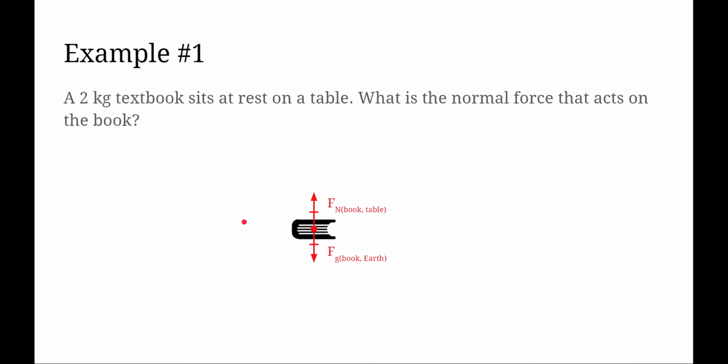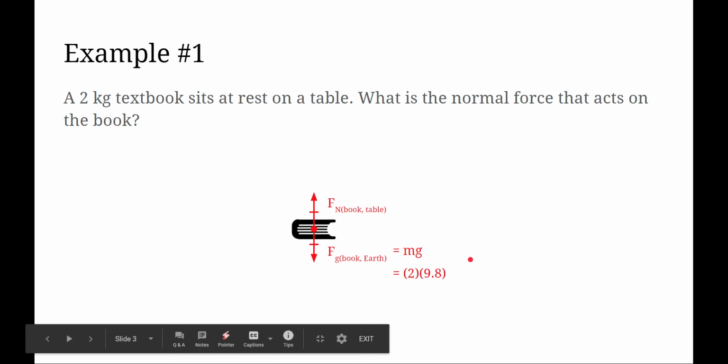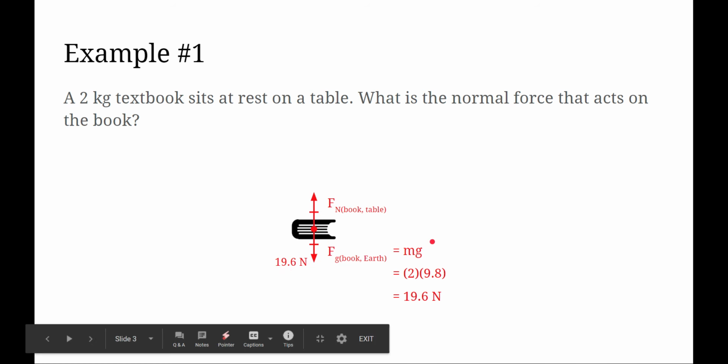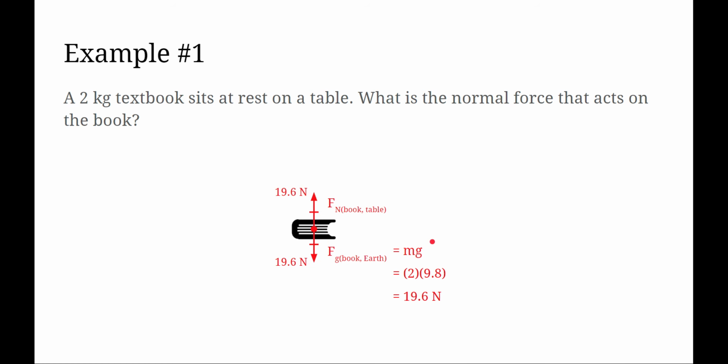So we'll start by finding the force of gravity by using our equation, Fg equals m times g. We can plug in our values, so it tells us in the problem mass is 2, and then g is just 9.8. So if we multiply them, we get that the force of gravity is 19.6 newtons. So then since we've already determined that these two have to be equal since it's not accelerating, that means the normal force is just 19.6 newtons. So that's the answer to that question.